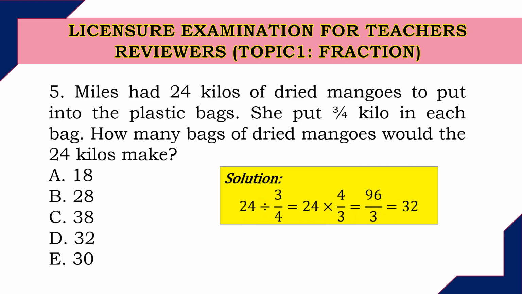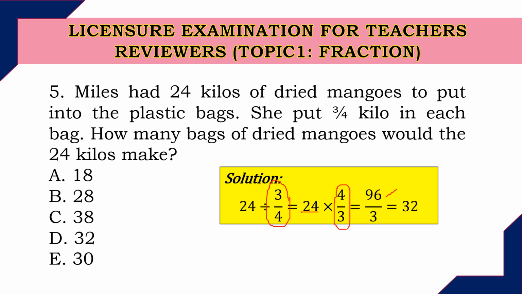So, we have here the solution. 24 divided by 3/4. In dividing fractions, we will get the reciprocal of the divisor, which is 3/4. And its reciprocal is 4 over 3. After getting its reciprocal, the operation will become multiplication. So we have 24 times 4 over 3. So 24 times 4, that is 96.